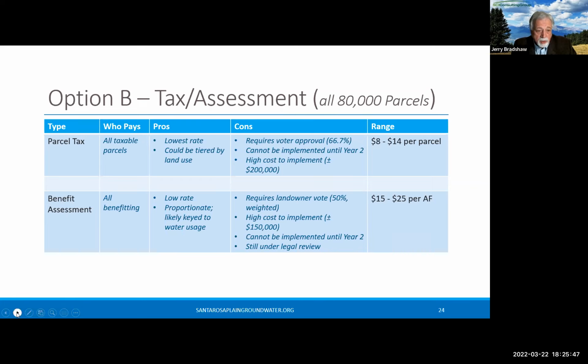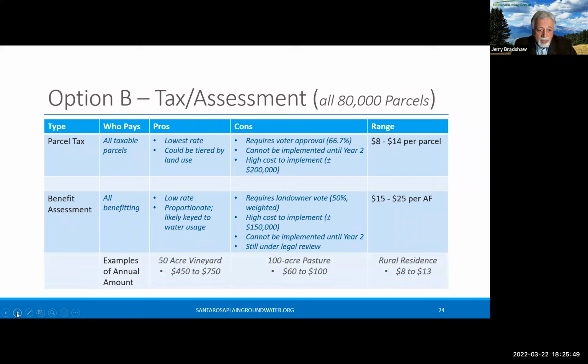One more click and we'll show some examples of what the 50-acre vineyard would be in the $450 to $750 per year range. The 100-acre pasture would be down in the $60 to $100 range. And the rural residential would be about half what we saw earlier, $8 to $13. So that's a summation of the different options we have and the different rates we'd be looking at if we were to spread these costs across the well owners or the entire basin.